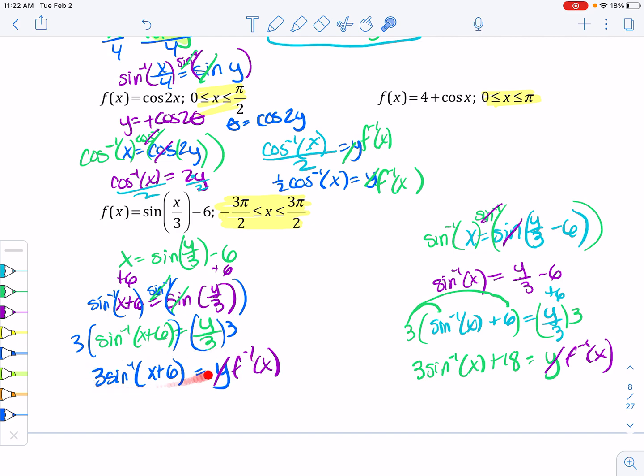Okay? So notice these are very different things. This has the x plus 6 inside the sine, and then we times by 3. This you do the inverse sine times by 3, and then you add 18. Okay? So it makes a difference where your parentheses end. So if there's no set of parentheses, they stop after the variable. If there are parentheses, they will just be there. Okay? So those are how you find your inverse functions for rationals and trigonometry.